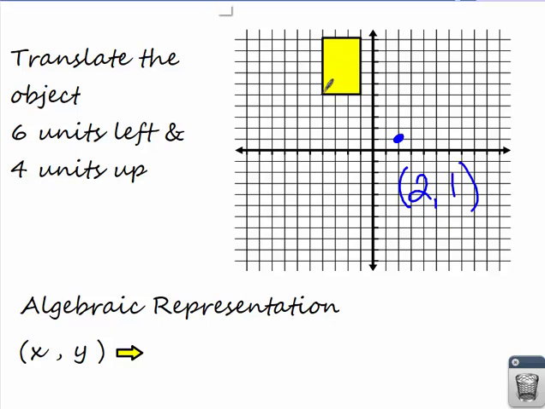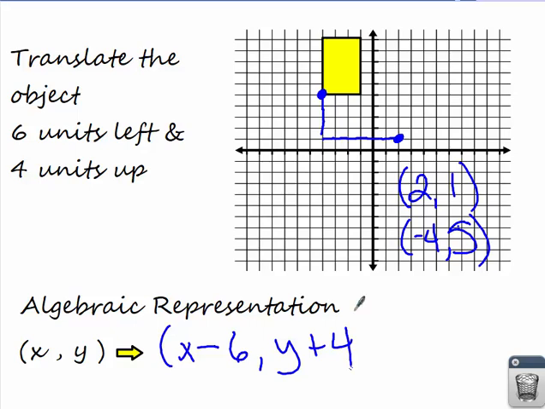Now, what happened to that point that we were looking at? That point went 1, 2, 3, 4, 5, 6 units to the left, so it's now at -4. And 1, 2, 3, 4 units up, so it's now at 5. If we were to write the algebraic representation of that, I will take my x value and subtract 6 because I moved it left 6. And I will take my y value and add 4, because I went 6 left and 4 up. And that would be the algebraic representation for that.